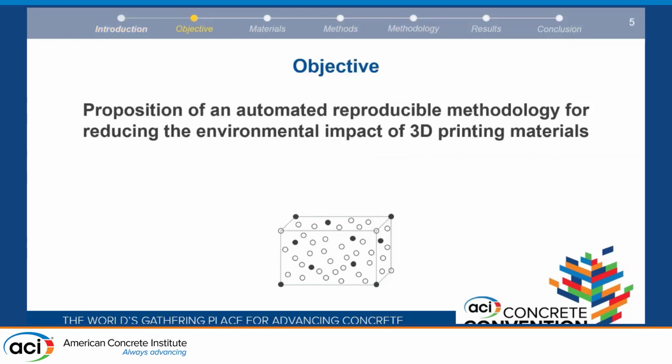So the global objective of this study is to propose an automated, reproducible methodology for reducing the environmental impact of 3D printing materials. So in this study, we will apply the method to a mortar with very low cement content, and we will focus solely on the global warming potential.